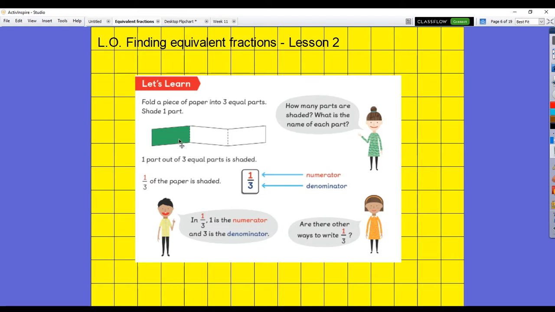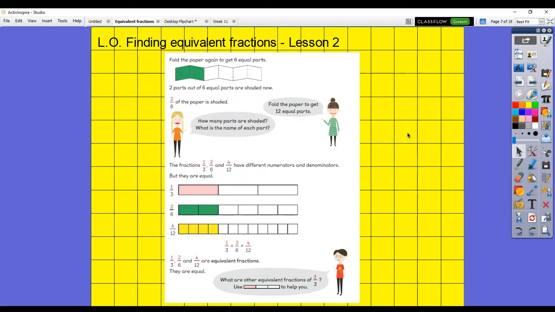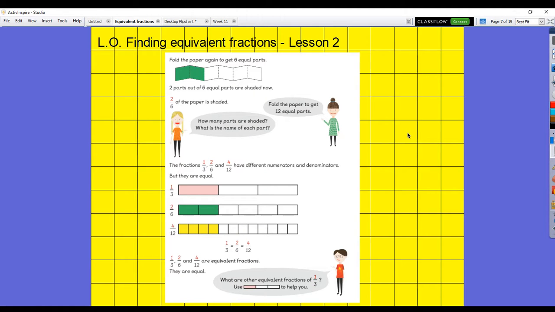1 is the numerator, how many parts we have shaded, and the 3 is how many parts we have all together, okay? So in 1/3, 1 is the numerator and 3 is the denominator. Are there any other ways we can write 1/3, okay? So we're going to use the same strip of paper, and we are going to fold it again into 6 equal parts, okay? So 2 parts out of 6 parts are now shaded. So we call this fraction 2/6, okay?